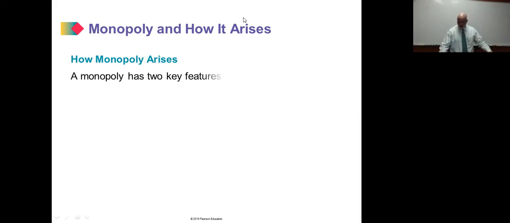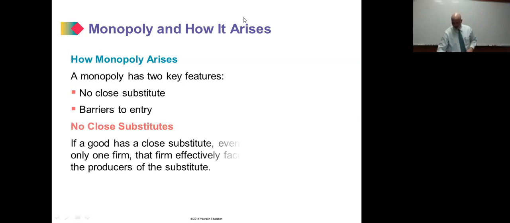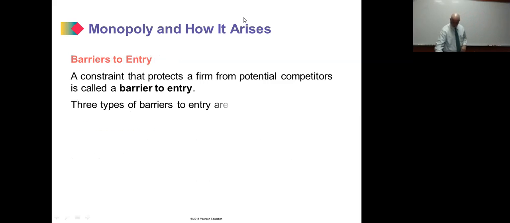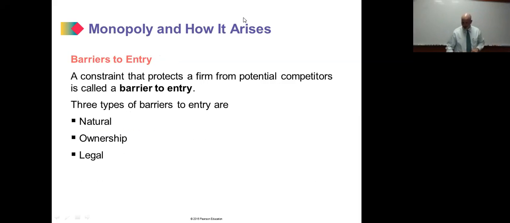Now, barrier of entry: a constraint that protects a firm from potential competitors. We're going to say that there's three types of barriers to entry: natural, ownership, and legal. What's a natural barrier to entry?